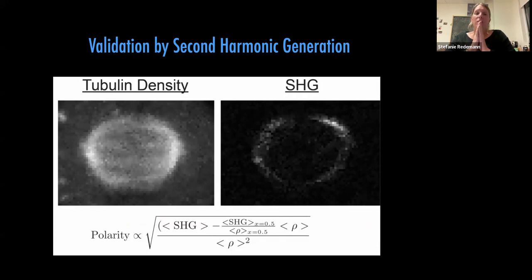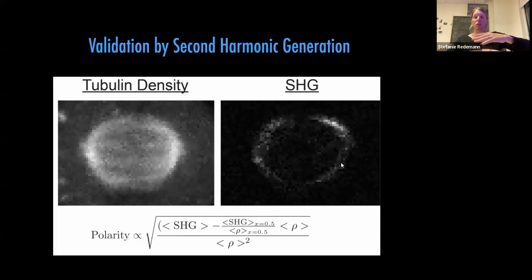And so one way to look at it is to use something called second harmonic generation microscopy. We do this together with two-photon microscopy. What you see here is a two-photon image of GFP tubulin in a mitotic spindle, and you can see here the second harmonic generation image. Second harmonic generation allows you to determine the polarity of filaments, right?